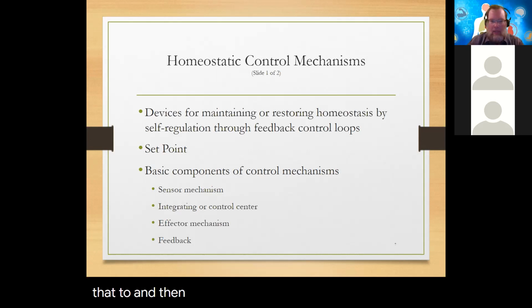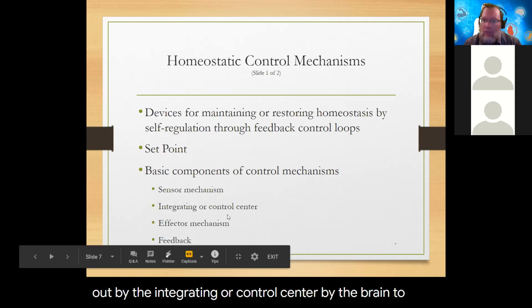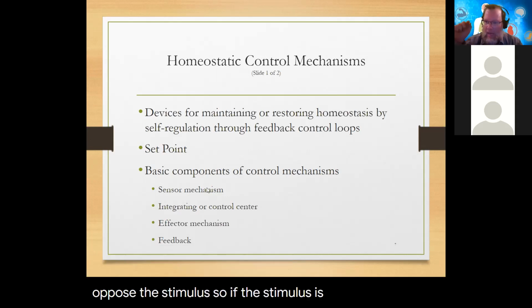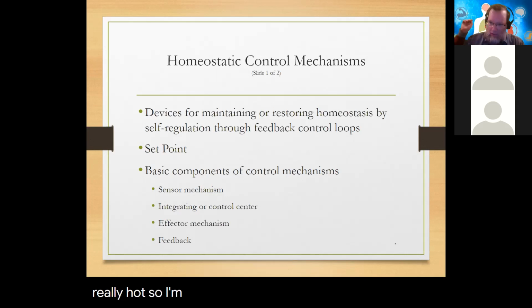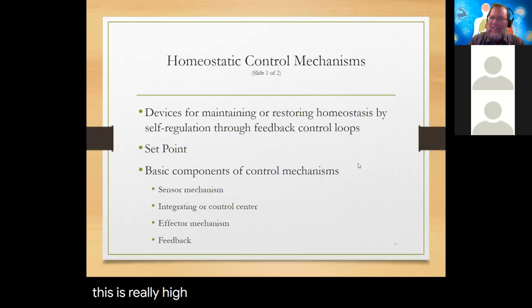And then feedback, that feedback that we get is, again, effector. That is the response. So think of feedback as a response. Most responses are elicited or sent out by the integrating or control center, by the brain, to oppose the stimulus. So if the stimulus is, that's really hot, the response needs to be, pull your hand away from what's really hot. So I'm opposing the stimulus. The stimulus is, this is really hot. I want to oppose what's really hot. So I could dump ice or cold water on it, or pull it away, or both.